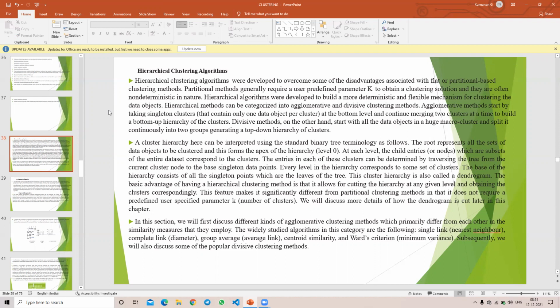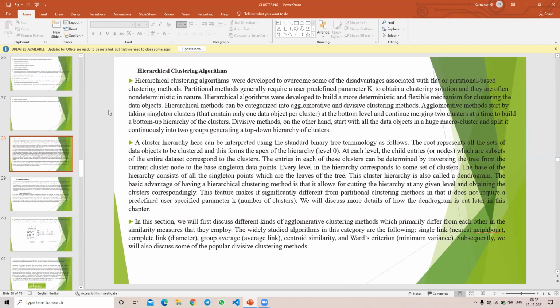Hierarchical clustering algorithms were developed to overcome some of the disadvantages associated with the flat or partial based clustering methods. Partial methods generally require a user predefined parameter k to obtain a clustering solution, and they are often non-deterministic in nature. Hierarchical algorithms were developed to build a more deterministic and flexible mechanism for clustering the data objects.